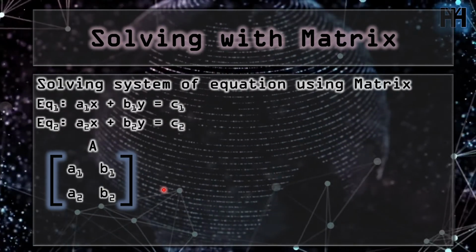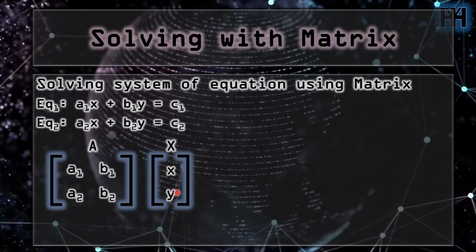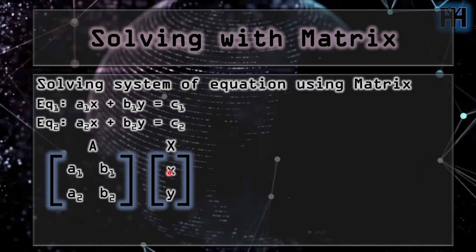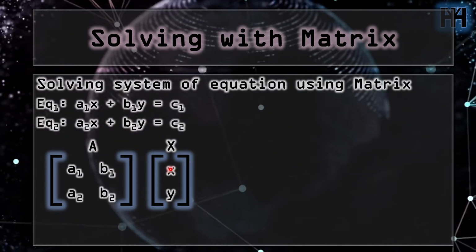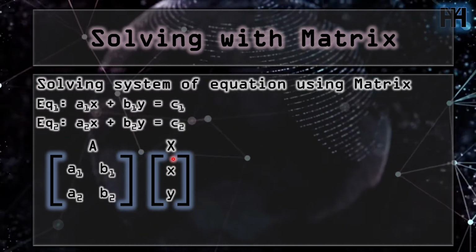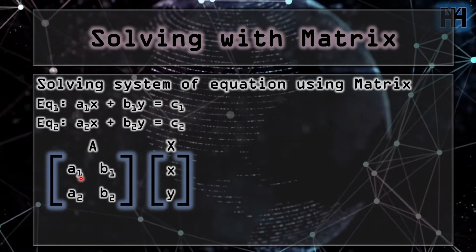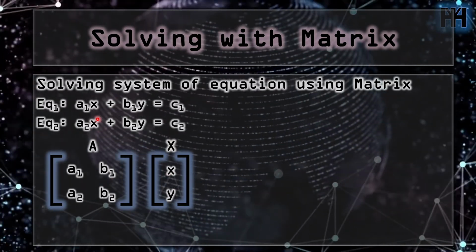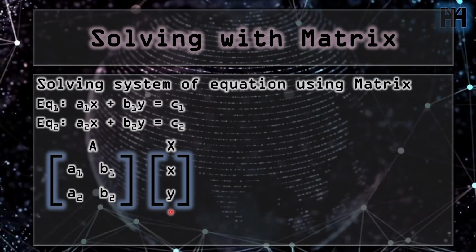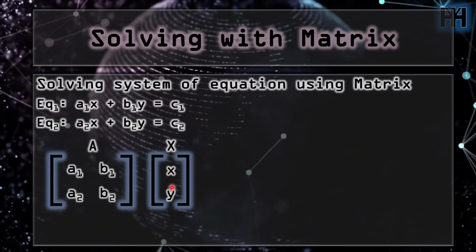Then the matrix X is just for the variables, X and Y. So we have here two variables, X and Y. We want to know their values. So these are the components of the matrix X. And if you multiply them, row 1 times column 1 and row 2 times column 2, they will give you these two equations. You can multiply them if you want and check them.